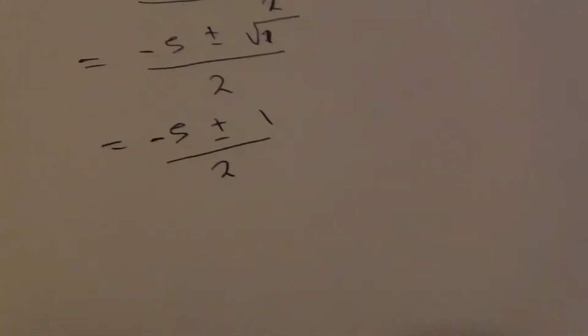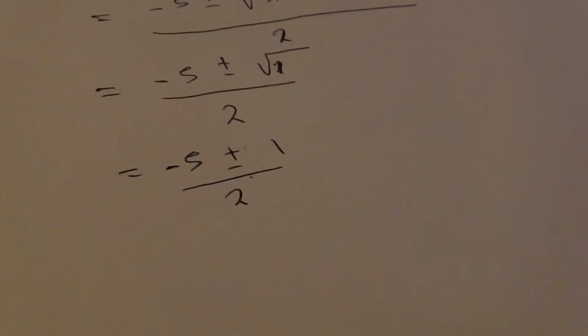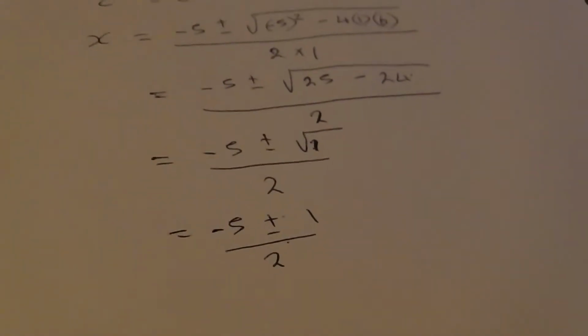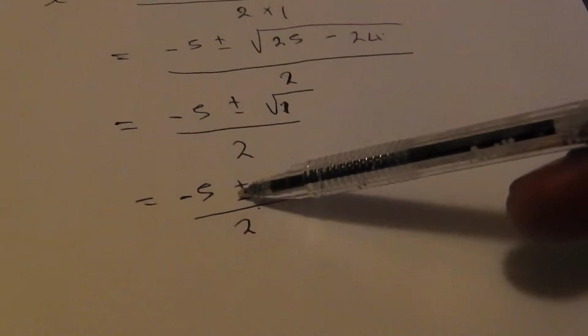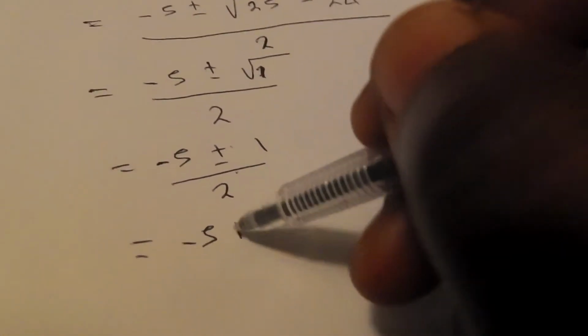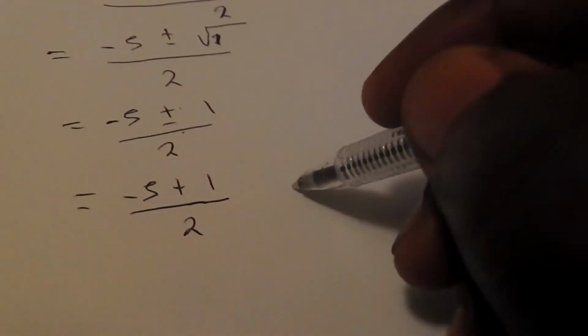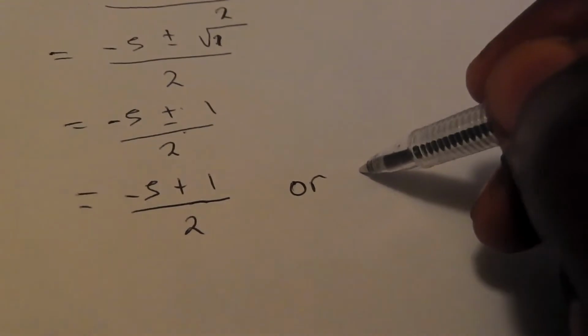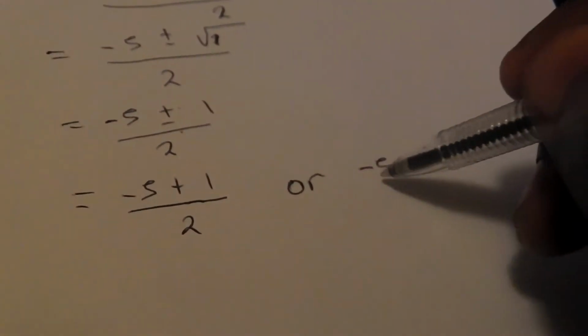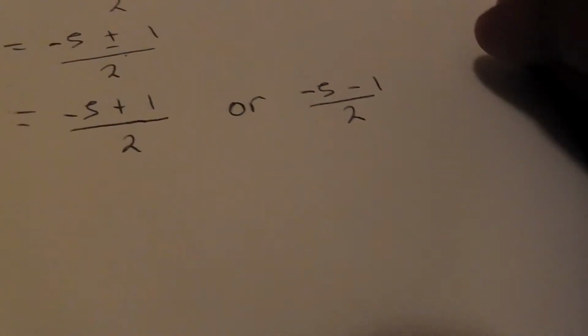Now you can easily see that we've got plus or minus. For each and every quadratic equation we've got two possible solutions of x. So here we'll have two equations. The first equation will be negative 5 plus 1 over 2, and the other one will be negative 5 minus 1 over 2. That's how we solve this one first.